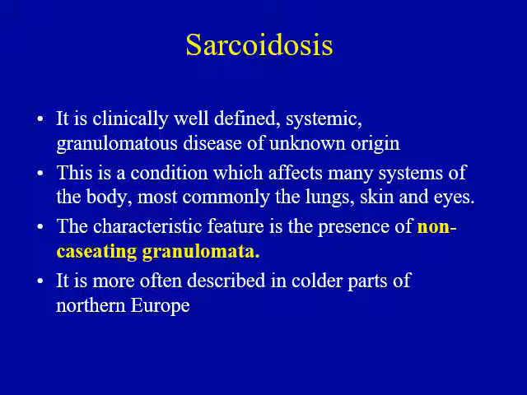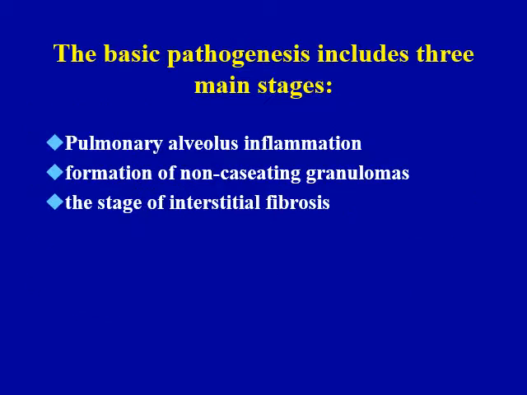Sarcoidosis is a clinically well-defined systemic granulomatous disease of unknown etiology. This is a condition which affects many systems of the body, most commonly affecting the lung, the skin, the eyes, and the lymph nodes. The characteristic feature is the presence of non-caseating granulomata. It is more often described in the colder parts of Northern Europe.